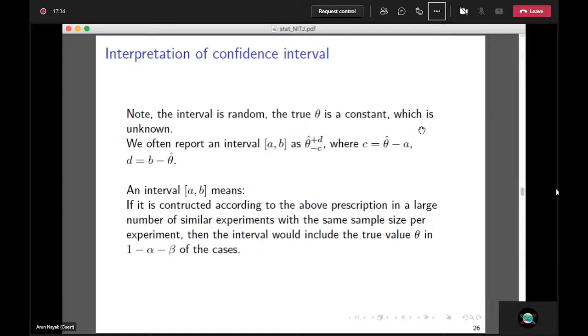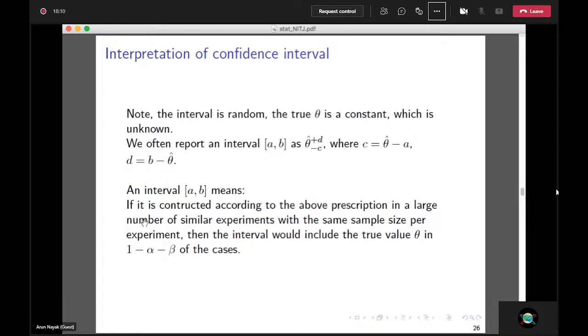Okay, so suppose we have this 95% confidence interval. That means this interval contains the true theta in 95% of cases. Typically, we report this interval as errors, like theta hat plus c minus d, if they are asymmetric, not a central confidence interval. So we write it like this, where c is theta hat minus A and d is B minus theta hat.